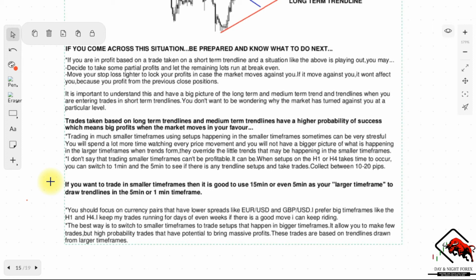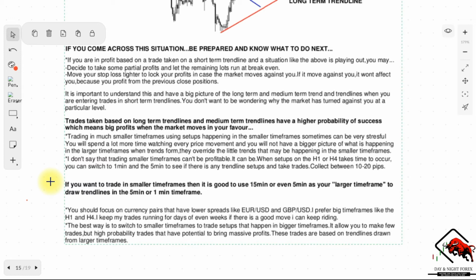I don't say that trading smaller time frames can't be profitable. It can be, when the setups on H1 or H4 take time to occur, you can switch to the 1 minute and the 5 minute to see if there are any trend line setups that you can take trades on. And then your aim should be to collect at least, you know, between 10 to 20 pips for all those trades on your smaller time frame.